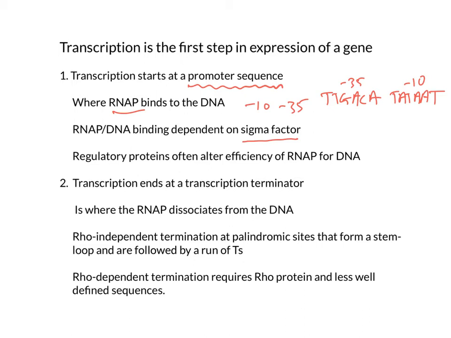Transcription ends at a transcription terminator. This is where the RNA polymerase dissociates or falls off from the DNA. So we have two types of termination signals in bacteria. Rho-independent termination, or intrinsic termination, is at palindromic sites that can form a stem loop and are followed by a run of Ts. And rho-dependent termination requires the presence and action of the rho protein and occurs at less well-defined sequences.